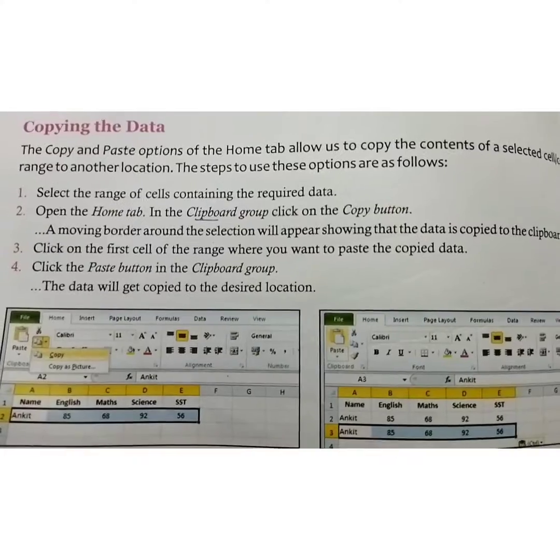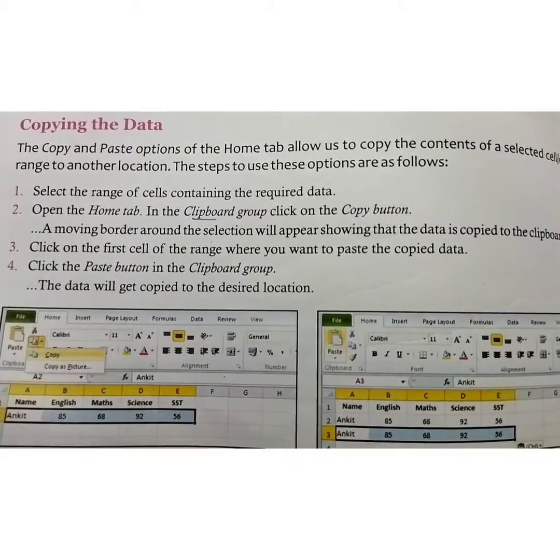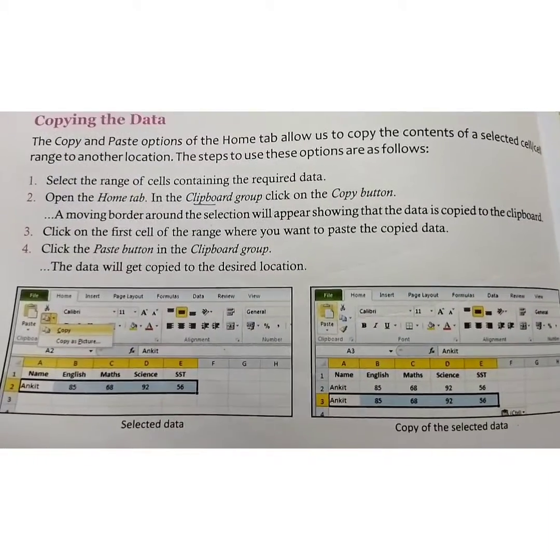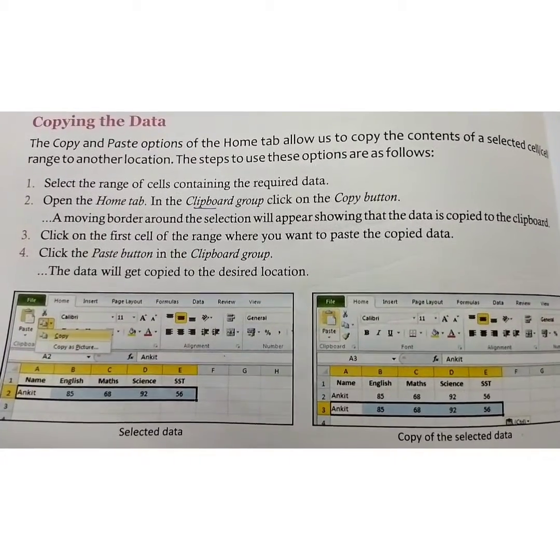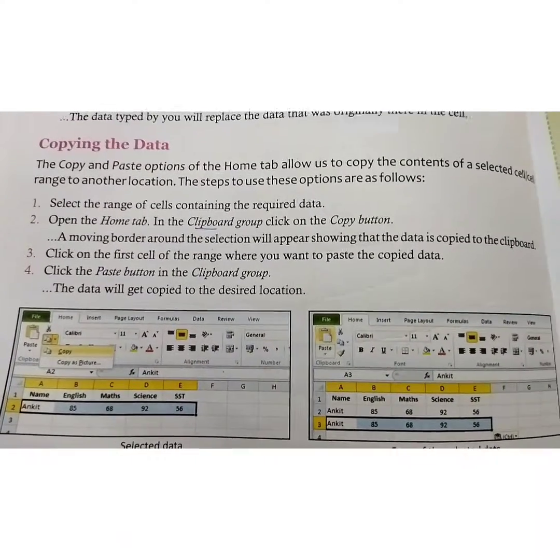Okay, then click on the first cell of the range where you want to paste the copied data and click the Paste button in the Clipboard group. The data will get copied to the desired location. Okay, so this is copying the data.